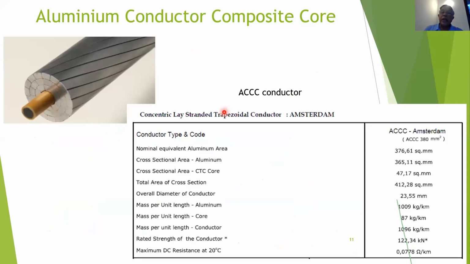So the conductor Amsterdam. Now conductors have names actually. British conductors, in ACSR conductors, they have been given code names with animal names, zebra and lynx and dog and raccoon and so on. Those are British standard ACSR conductors.